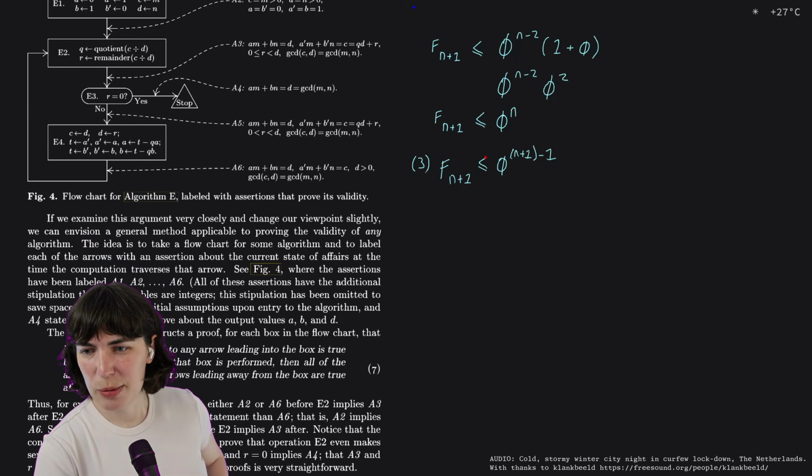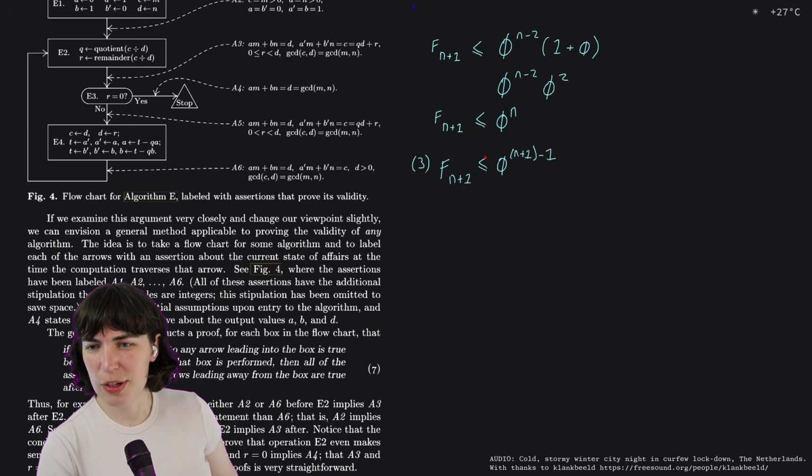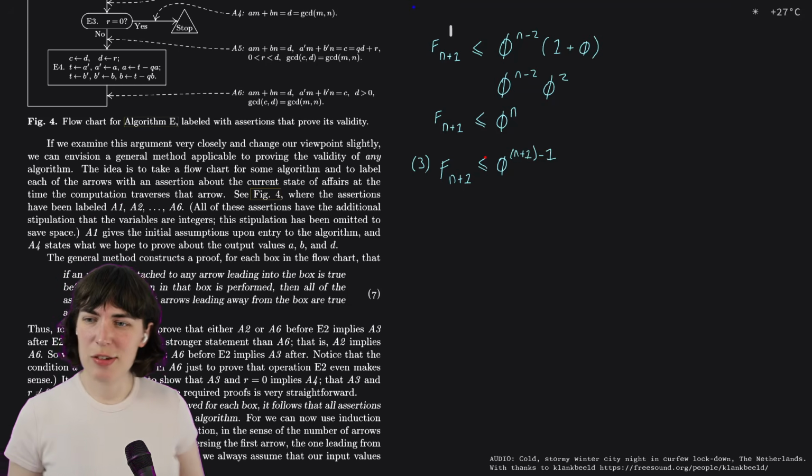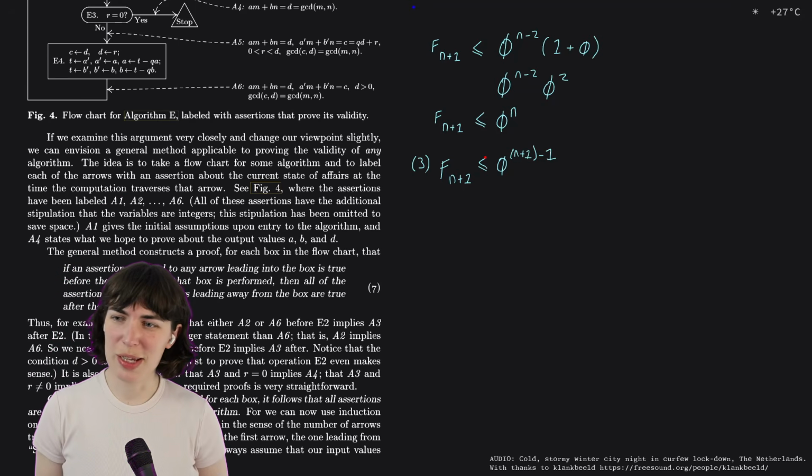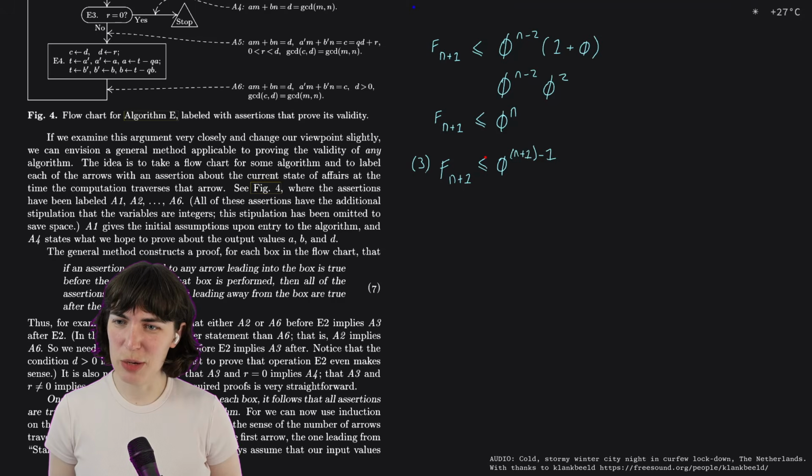If we examine this argument very closely and change our viewpoint slightly, we can envision a general method applicable to proving the validity of any algorithm. The idea is to take a flowchart for some algorithm and to label each of the arrows with an assertion about the current state of affairs at the time the computation traverses that arrow. See figure 4.